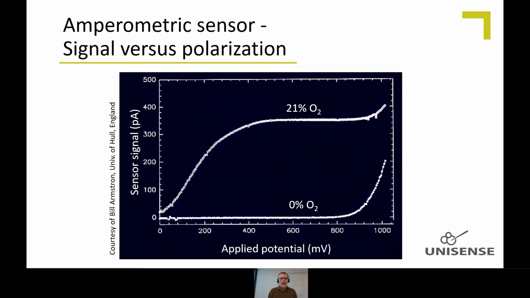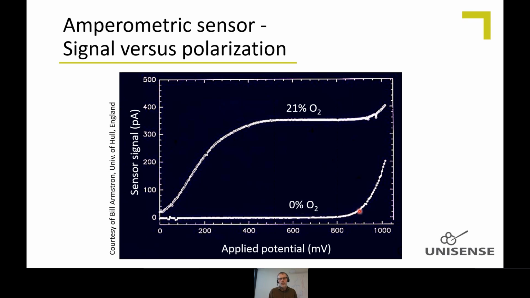Polarize such a sensor. I said we polarize at minus 800 millivolts. This is here. Then if you have a sensor in air and you start from 0 and increase the polarization, you see the signal is increasing until a certain level when it's constant over time. And then at the end here, it will start increasing. If it's in the absence of oxygen, you will have a stable signal all the way up to around here where it starts to increase.